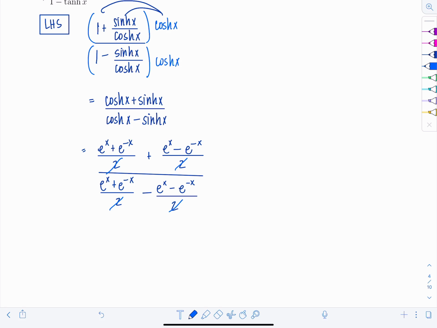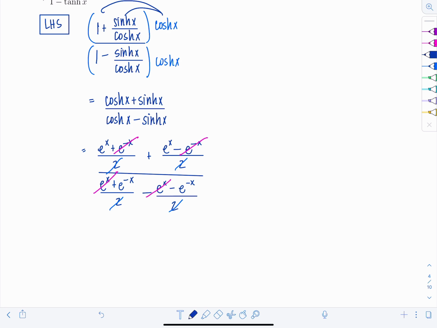And then look here. Look what else we have going on. I have e to the x plus e to the negative x plus e to the x minus e to the negative x. So these two are going to cancel. And similarly, the e to the x's in the denominator cancel.